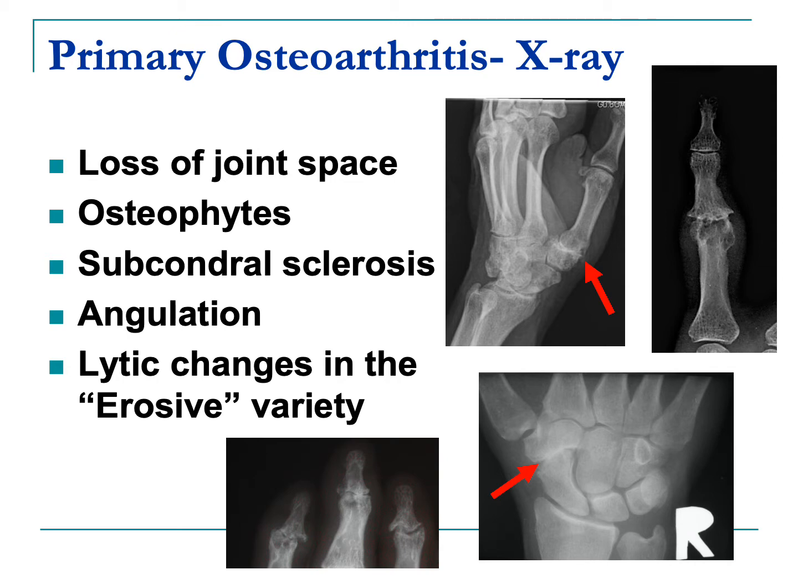The radiological findings which are common to all these are loss of the joint space, osteophytes, and sclerosis, and sometimes angulation and deformity. There are some patients, especially affecting the PIP and sometimes the DIP joint, who by radiological evaluation have a lot of destructive changes. This has been called the erosive osteoarthritis and has some similarities to inflammatory disease like rheumatoid, but these patients are seronegative.